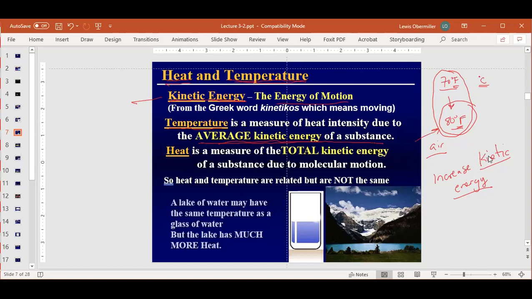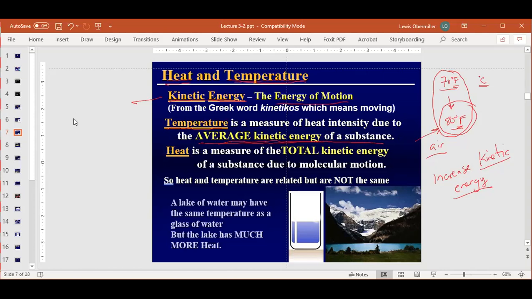So when you heat up a hot air balloon, it expands and it gets big, and then there's a difference in pressures, and anyway, it can float away. So as you increase the temperature, you're increasing the kinetic energy of a molecule or substance, you're changing the temperature of that substance.